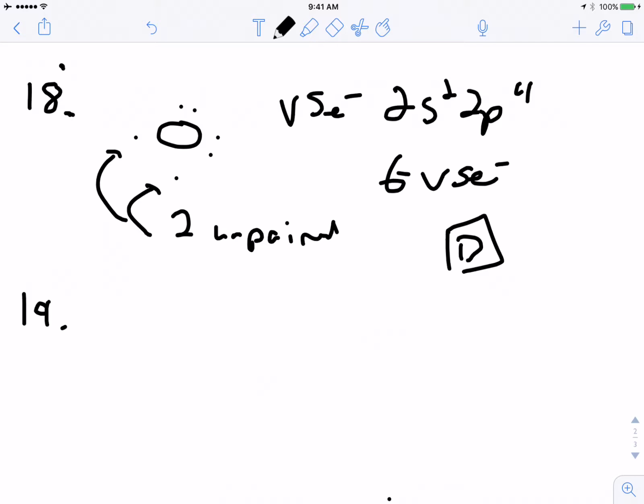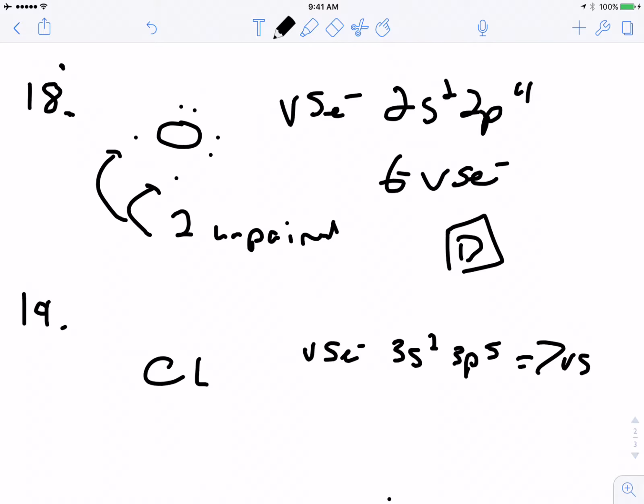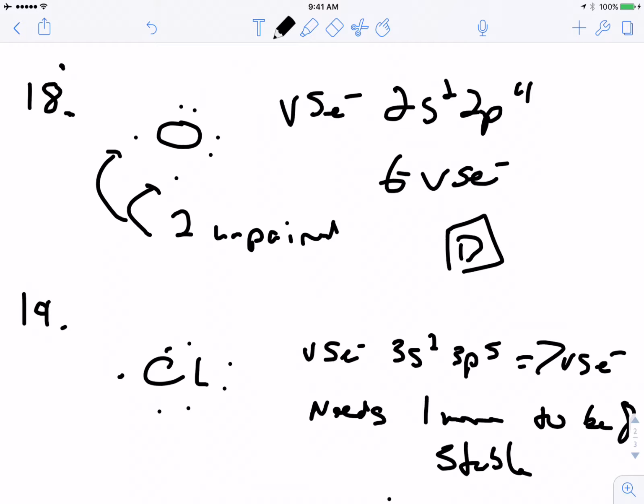19. Lewis structure of chlorine. Well, chlorine, sorry, got ahead of myself. Chlorine has a valence shell configuration of 3s2, 3p5 for a total of 7 valence shell electrons: 1, 2, 3, 4, 5, 6, 7. Awesome. It needs one more to be 8. And remember, 8 is stable. So put that other one right here. That was the extra, so it needs one more. The answer is C.